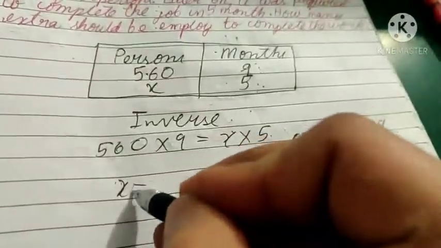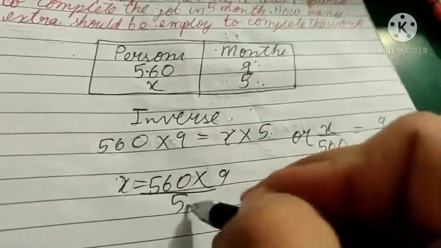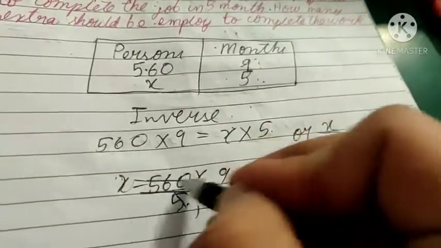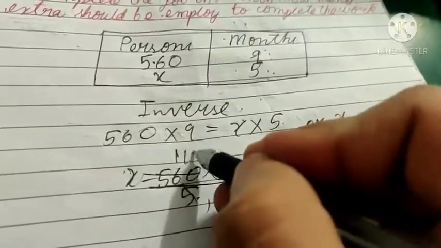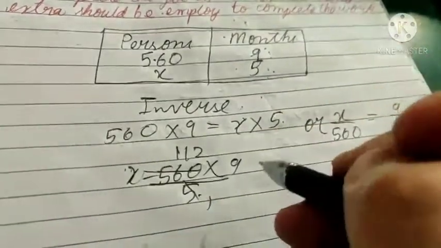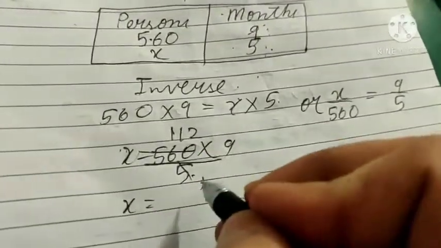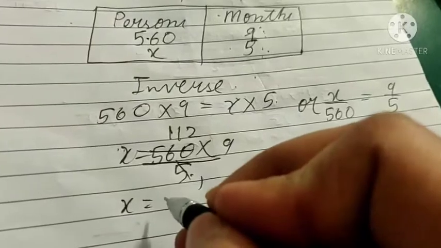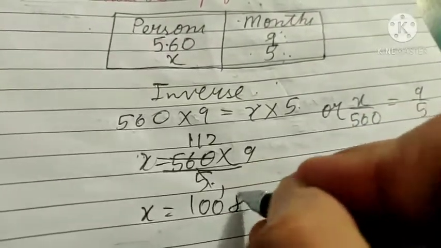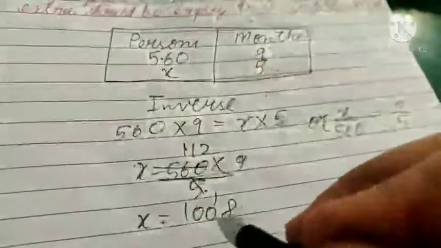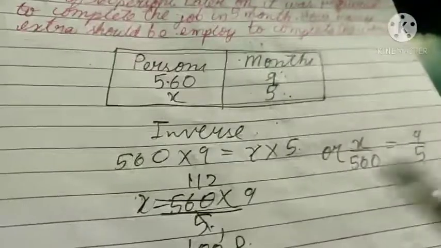So it is x equals 560 into 9 upon 5. Here 5 is cancelled by this, it gives us 112. So 112 into 9 is 1008. Means 1008 persons are required to build that stadium in 5 months.